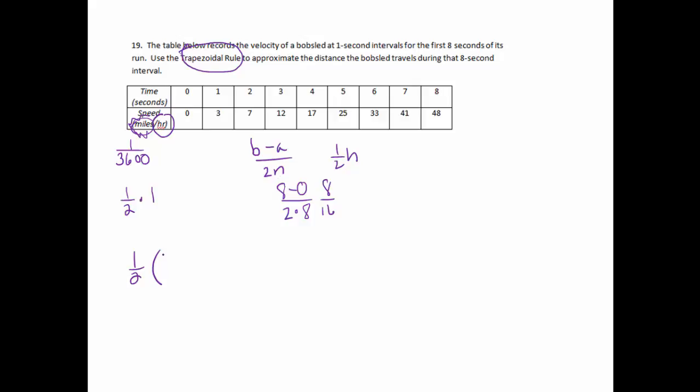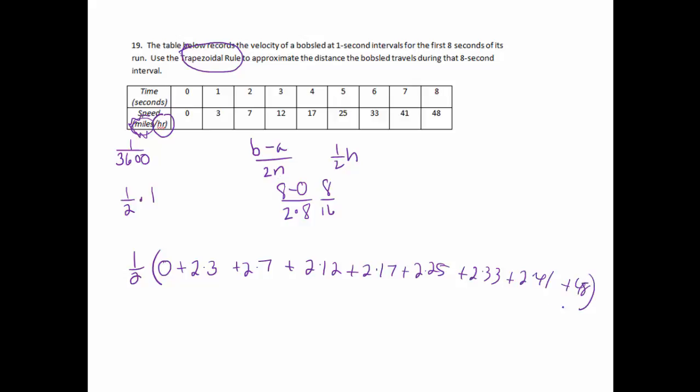So this is going to be, and I'm just using the y values right now, 0 plus 2 times 3 plus 2 times 7 plus 2 times 12 plus 2 times 17 plus 2 times 25 plus 2 times 33 plus 2 times 41 plus 48. Again, the outside ones do not get multiplied by 2. When you calculate that all out, I believe you're going to get 162, and then you will need to divide by 3,600 to get our units to match, and that will end up being 0.045 miles.